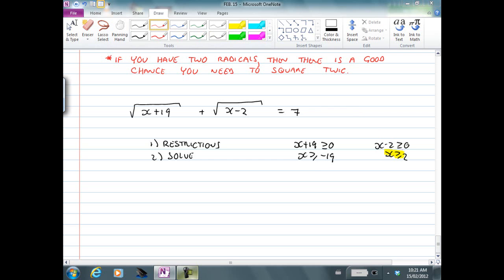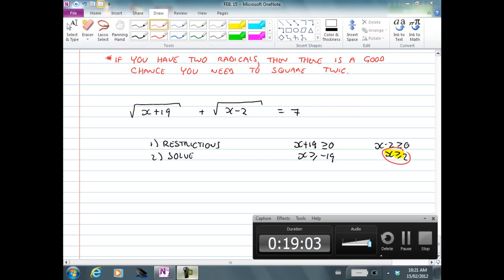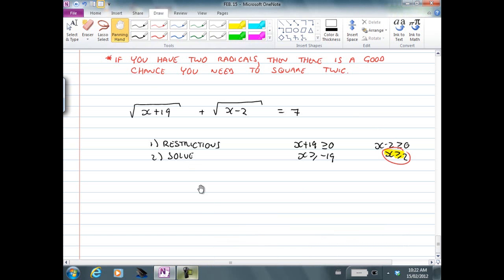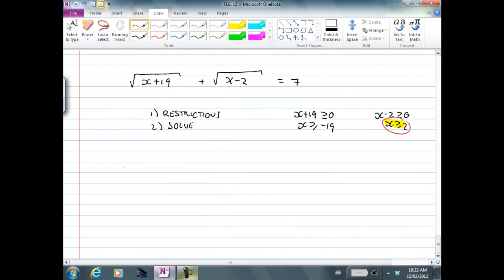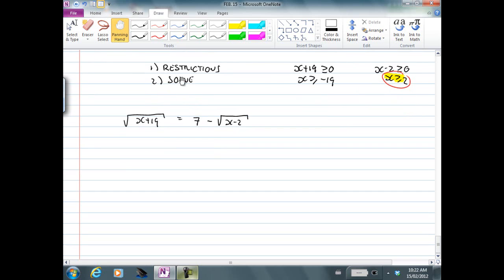I'm going to pause it. And guys, gals, I'm going to move things over when I solve. So you should get x plus 19 equals 7 minus root x minus 2. Here's where I know some of you made errors when you squared both sides. I'm going to show you the first step, then I'm going to pause it and let you try on your own again. I squared this.